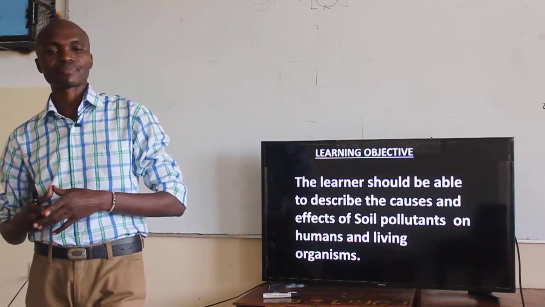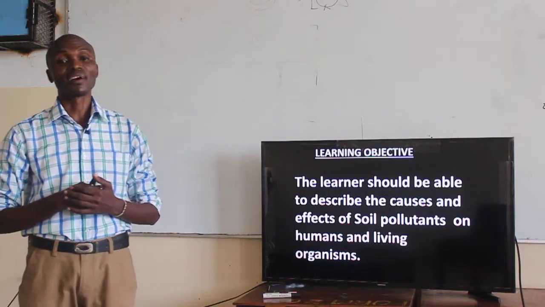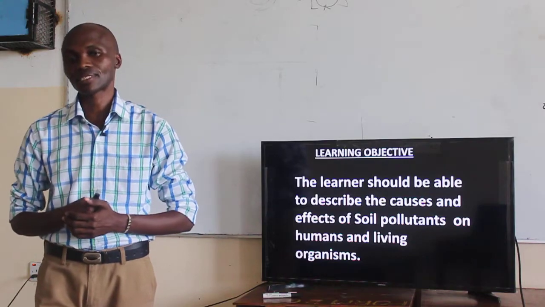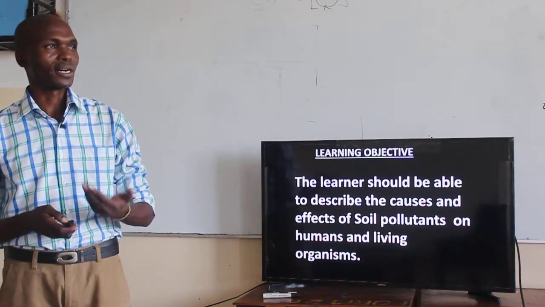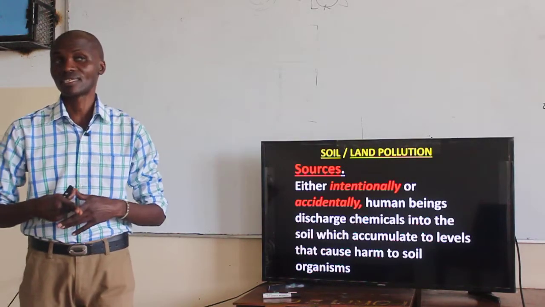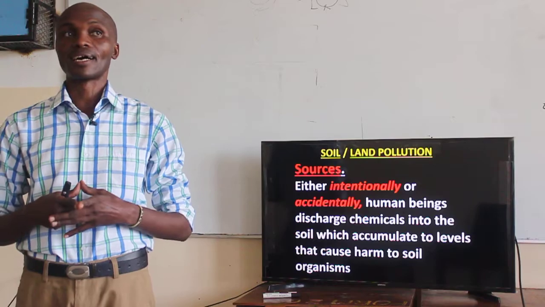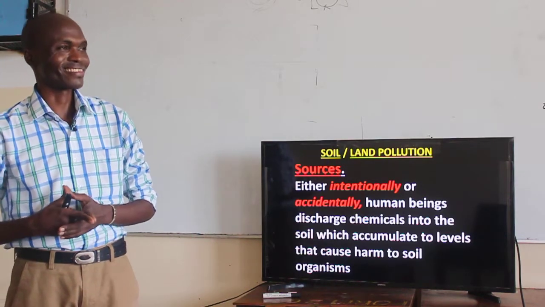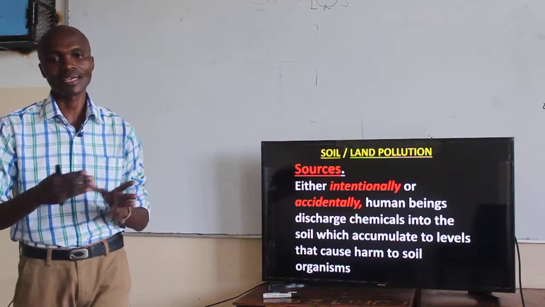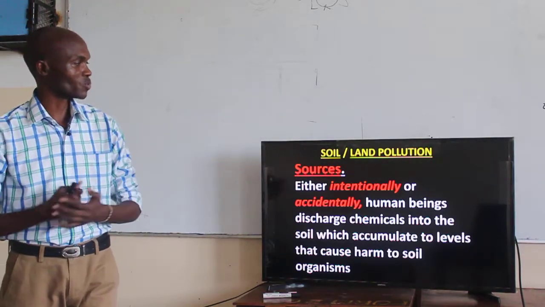By the end of the lesson, you should be able to describe causes and effects of soil pollutants on both human beings and other living organisms. So I hope you still remember the other types of pollution, their effects, and the control measures. Now, some of these effects and control measures are related among the three types of pollution. So it's always good to take the three and go through them and be able to see most of the similarities. Welcome to the lesson.